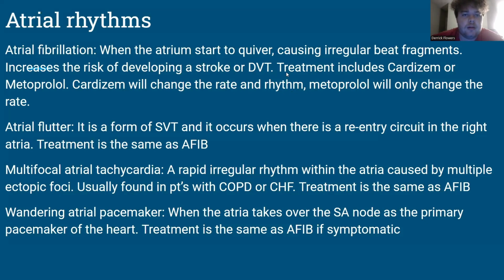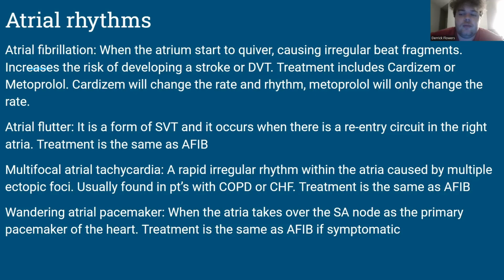Atrial rhythms. Here are the four atrial rhythms that I picked to go over: atrial fibrillation, atrial flutter, multifocal atrial tachycardia, and wandering atrial pacemaker, aka WAP. Atrial fibrillation is when the atria start to quiver, causing irregular beat fragments, increasing the risk of developing a stroke or a DVT, increasing the risk of clots overall. Treatment for this is Cardizem or metoprolol, whatever your system carries, preferably Cardizem.